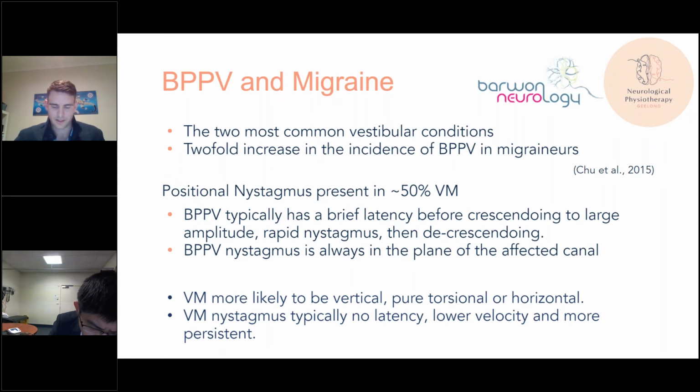So where BPV typically has a brief latency before crescendoing to a large amplitude rapid nystagmus and then decrescendoing down, migraine nystagmus tends to be more vertical or pure torsional or horizontal. BPV nystagmus will always be in the plane of the affected canal. So in the posterior canal that sits off the back of your head, we typically see it turning up and around. Whereas the migraine nystagmus will be lower latency or no latency, much lower velocity and more persistent, not necessarily in the plane of the canal.